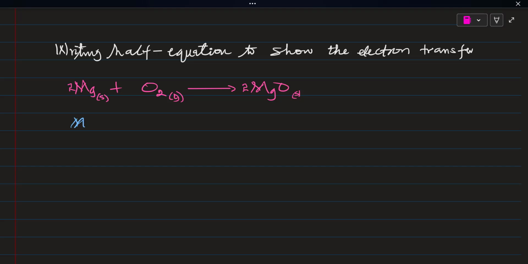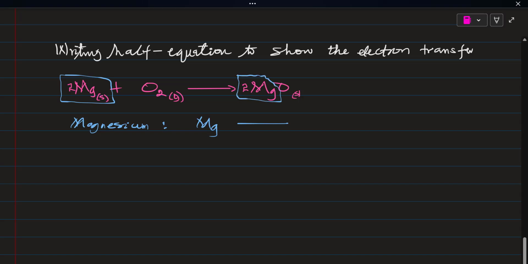So let's start with magnesium. This is our magnesium side. Magnesium is Mg and then this is the arrow. So we are writing the magnesium half of the equation. This is the magnesium half of the equation and this is the oxygen half of the equation. So let's write the half equation for the magnesium half.